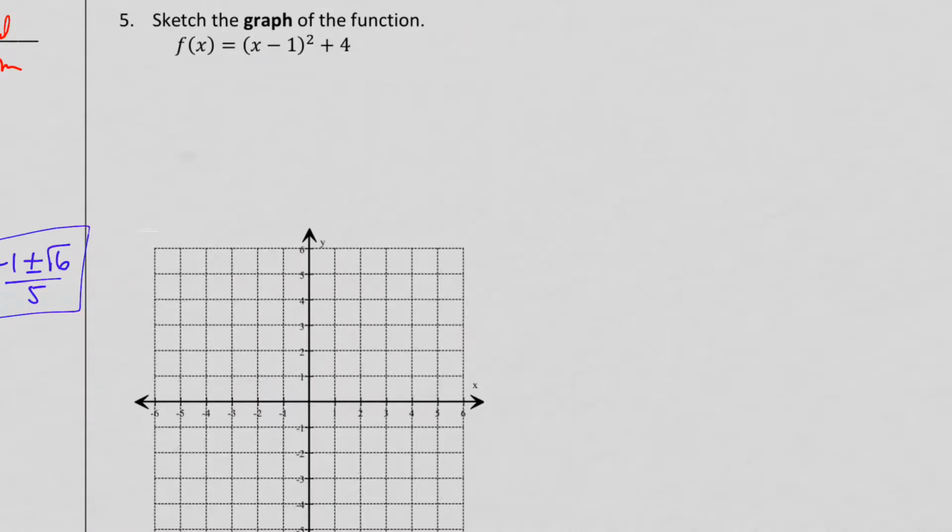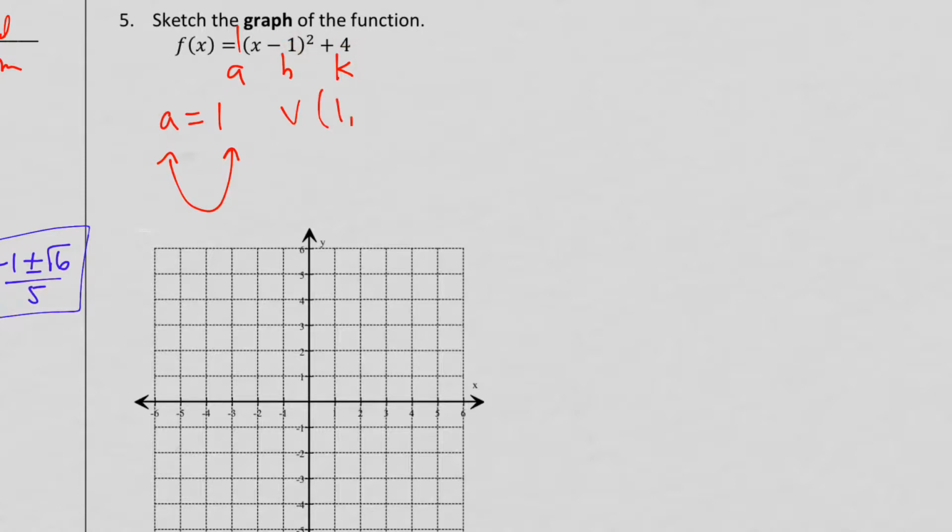Alright, number 5. So 5 is just like number 4, so I'm not going to show you all the work for number 5, but I'll give you the highlights of the problem. In number 5, again, this is vertex form, so I can identify my a value of 1, my h of 1, and my k of 4. So a being equal to 1, I expect to have a graph again that's going to open up. For my vertex, it's going to be the point 1, 4.